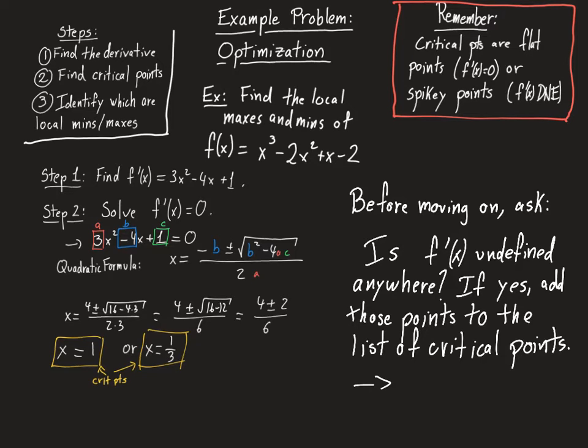Now, in many cases, including this one, it's pretty easy to tell that there are no such points. The curve f of x is equal to x cubed minus 2x squared plus x minus 2 is nice and smooth. It does not have any spiky points. Its derivative is defined everywhere.